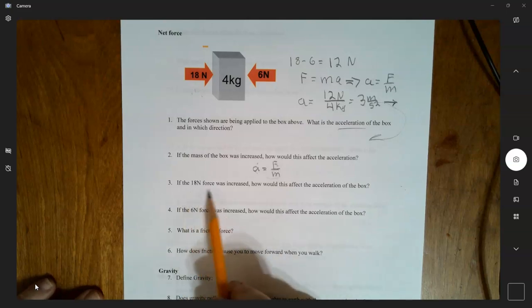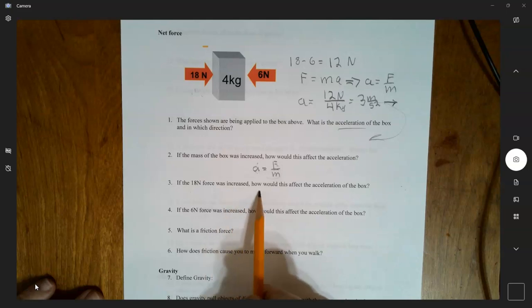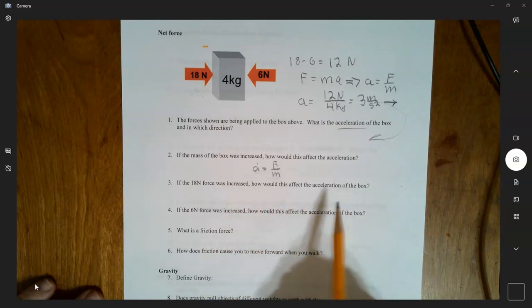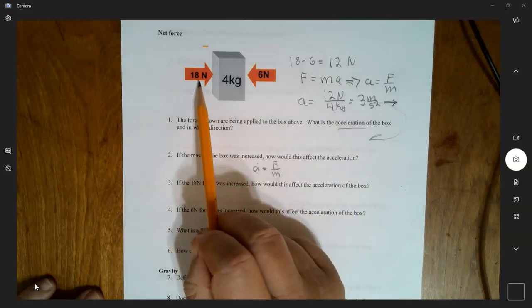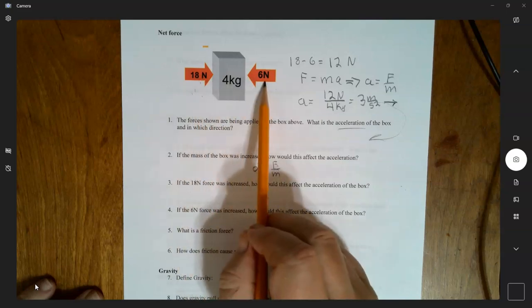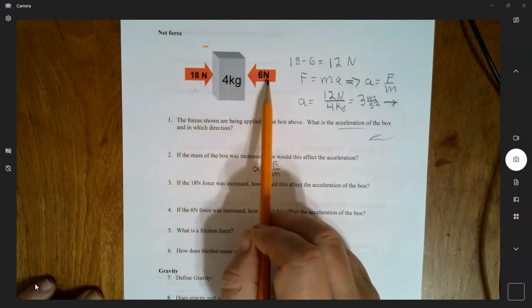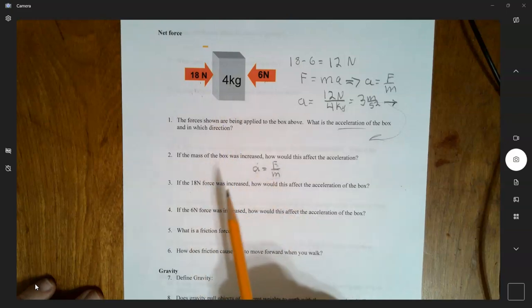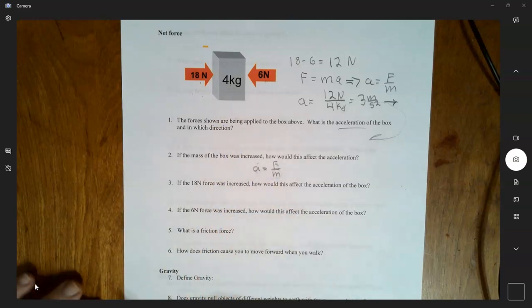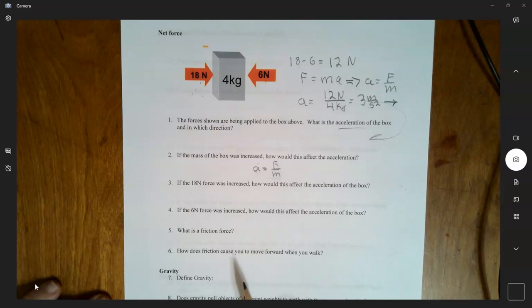Okay. If the 18 newton force was increased, how would this affect the box? So if this became, let's just say 30. 30 minus 6 would be 24, and 24 divided by 4 would be 6 meters per second squared instead of 3. So it would have increased. So the 18 newton force was increased. How would it affect the acceleration? The acceleration would increase.